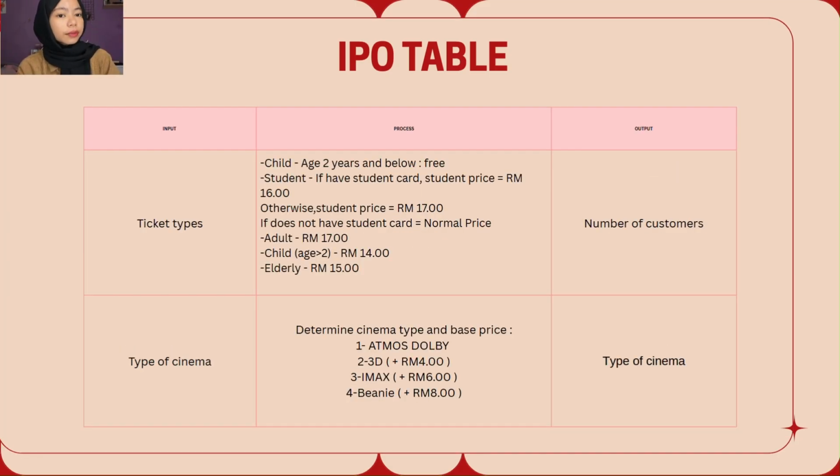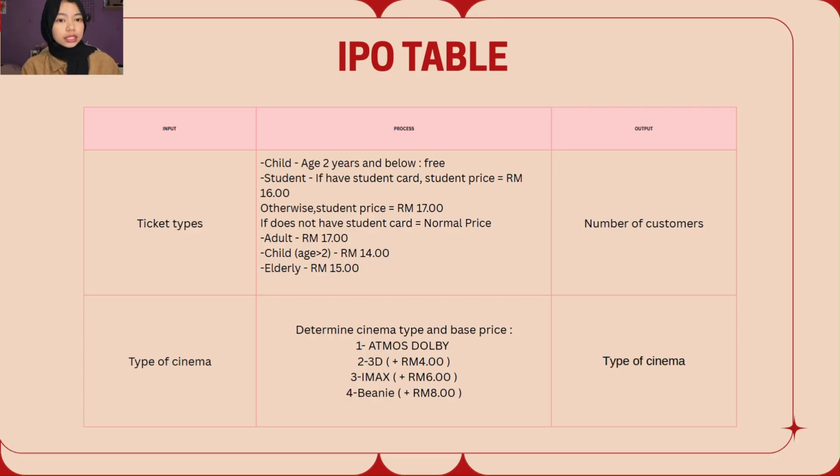In our cinema, ticket price will be charged based on type of customer. For example, children aged 2 and below will get free admission. If our customer is a student, they can get the student price only if they have a student card. Otherwise, the student price will not be applied and the ticket will be the same as the adult price, which is 17 ringgit. For children aged above 2 years, the price is 14 ringgit. Elderly will be charged 15 ringgit. Other than that, this process also outputs the number of customers.